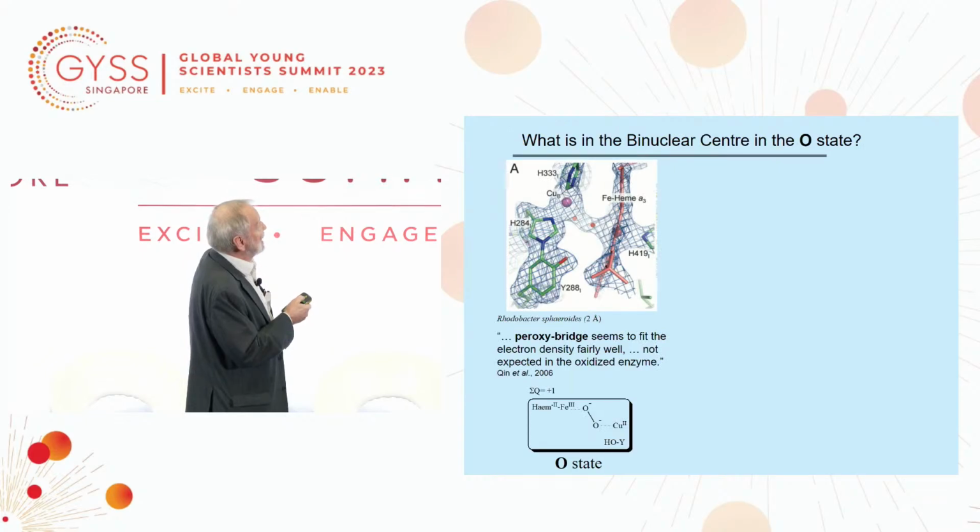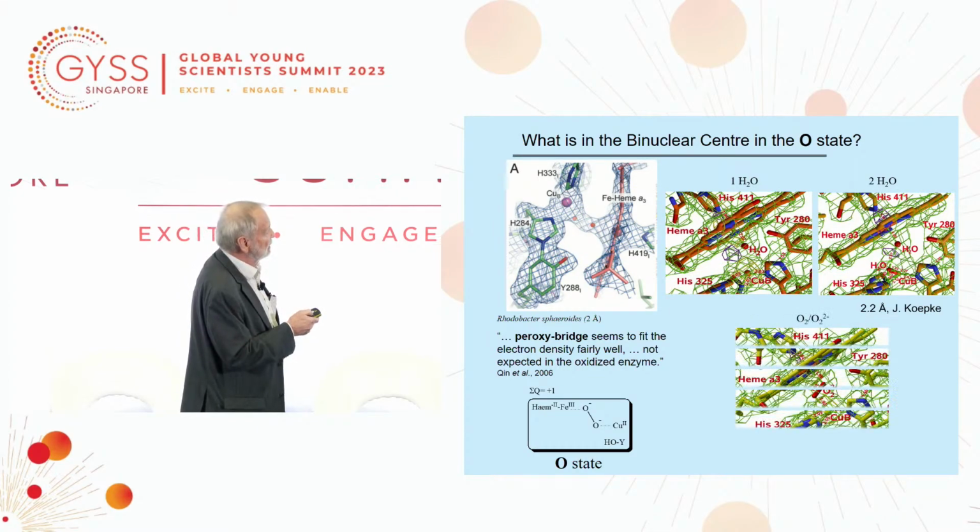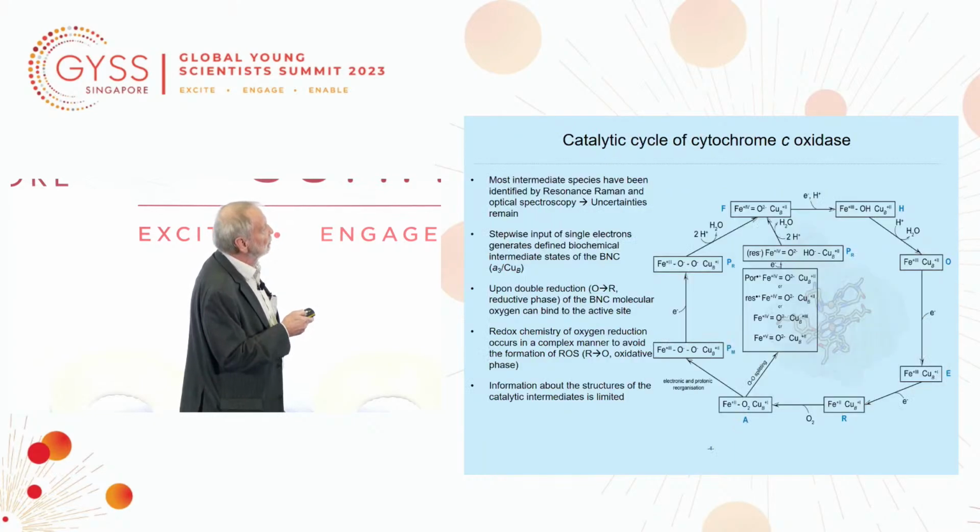So what is in this binuclear site? You have here the Cu B with some ligands. We have here a covalently linked tyrosine. And another group determined the structure of another cytochrome C oxidase. They published that a peroxy bridge seems to fit the electron density here pretty well, but it's not expected in the oxidized enzyme. Our own work on our bacterium actually also showed that by far the best fit is a peroxide in between the heme A3 iron and the copper B. So here is what we think is a peroxide. But this is not accepted.